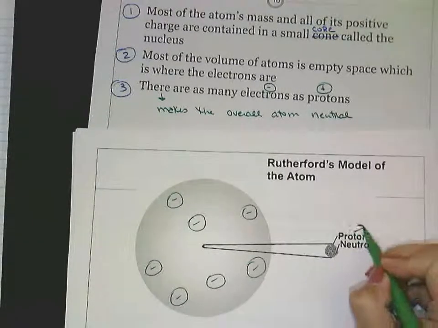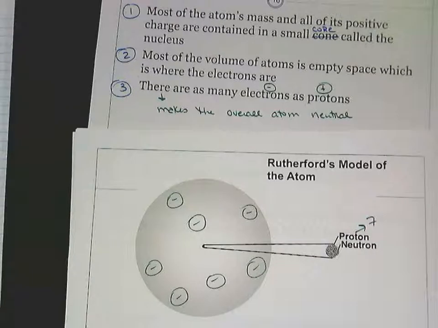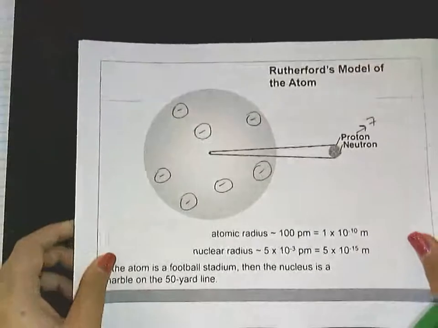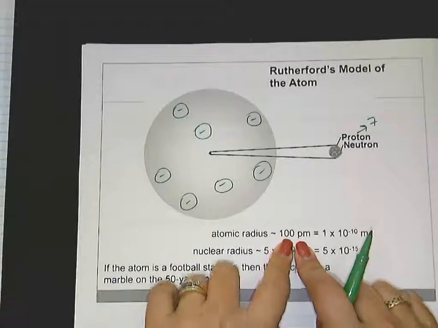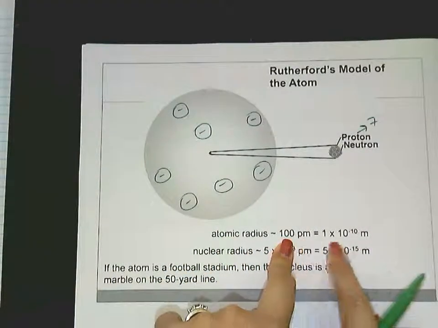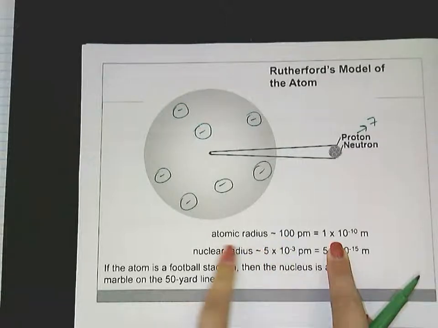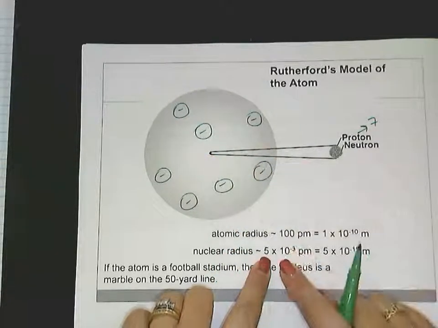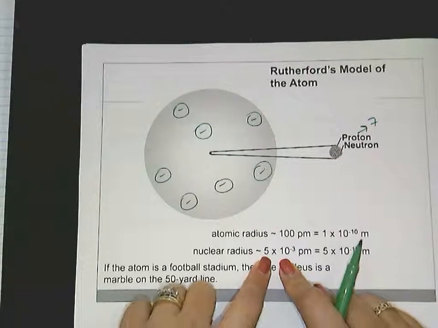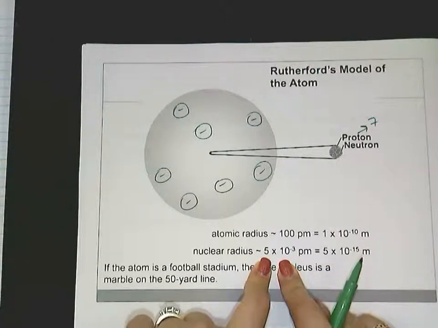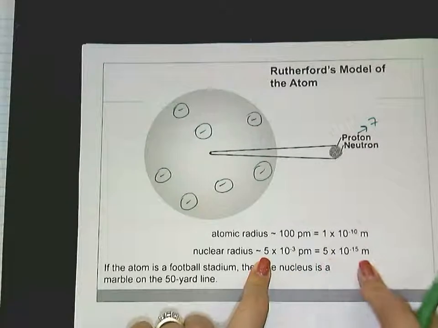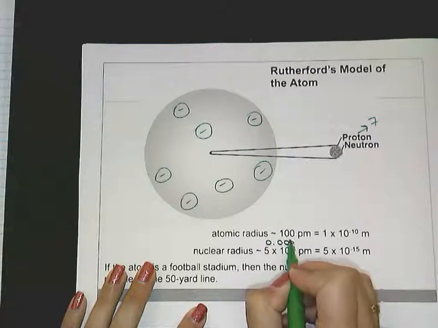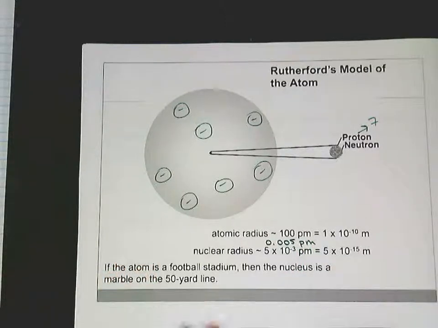Good. All right, so if you think about how big an atom is, the whole atom is about 100 picometers, right, so 1 times 10 to the negative 10th meters. The size of this nucleus is 5 times 10 to the negative third picometers, which would be 5 times 10 to the negative fifth meters, or 0.005 picometers. So that's hard to imagine.